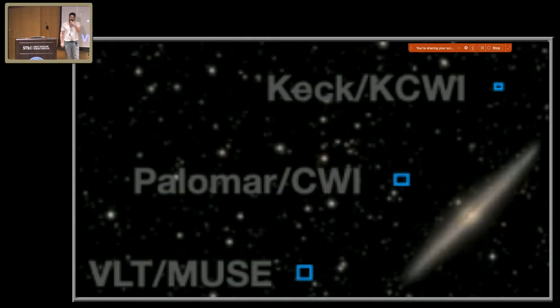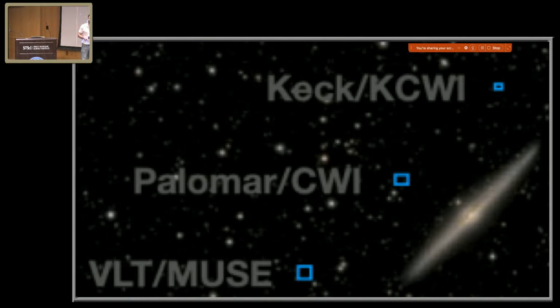Now, coming back to the idea of KCWI, I love KCWI, I use it, it's an amazing instrument. If you wanted to study the CGM around a nearby edge-on spiral galaxy, you would find that the number of pointings you would need would be a little bit daunting. And so, my argument is that we do want to look at these types of galaxies because we can actually measure their ISM properties at extremely high resolution.